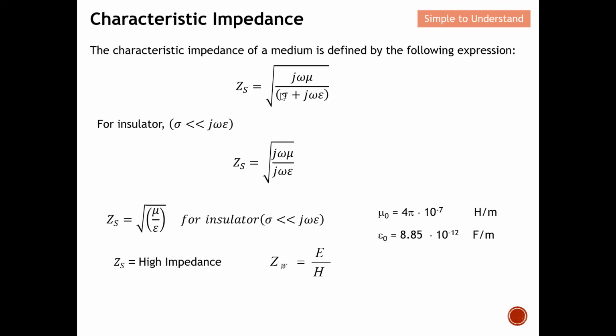This is actually from this equation here. Like I mentioned, if we use an insulator, this will be a very, very small number. Therefore, this number will be many, many times bigger than this conductivity, and therefore the outcome of the characteristic impedance of the medium will be given by this equation. If we cancel everything, this will be the characteristic impedance for an insulator.